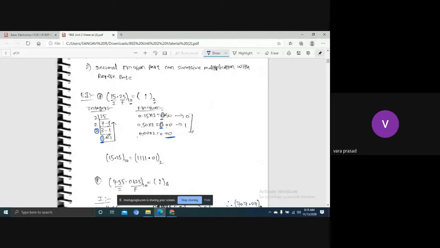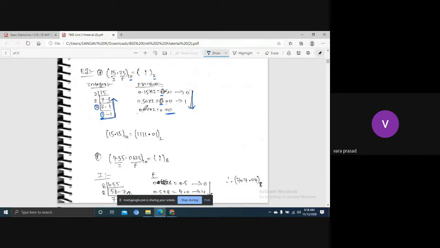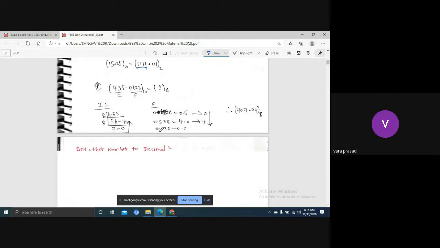Now this is the collection. Here the remainders are there, and here we collected the integer parts. For the integer part, you always collect the remainders from bottom to top, and here for the fraction you collect from top to bottom. So from bottom to top we get 1 1 1 1, and from top to bottom 0 1. This is one example.